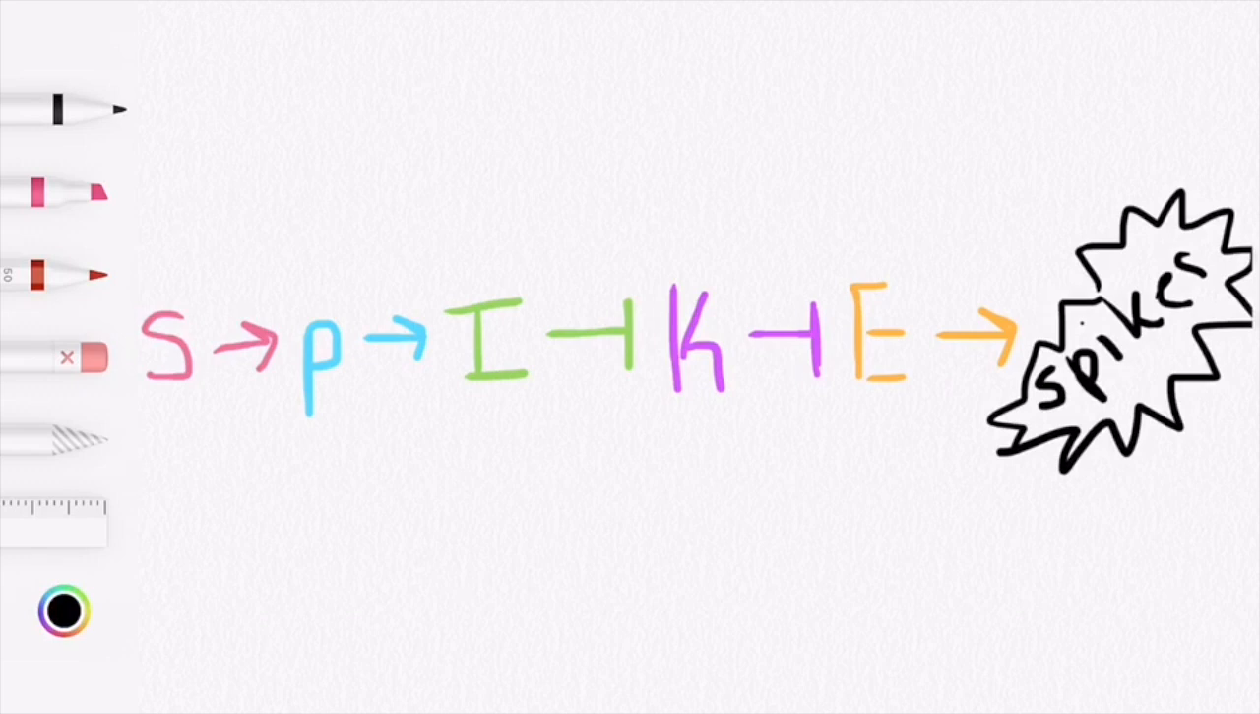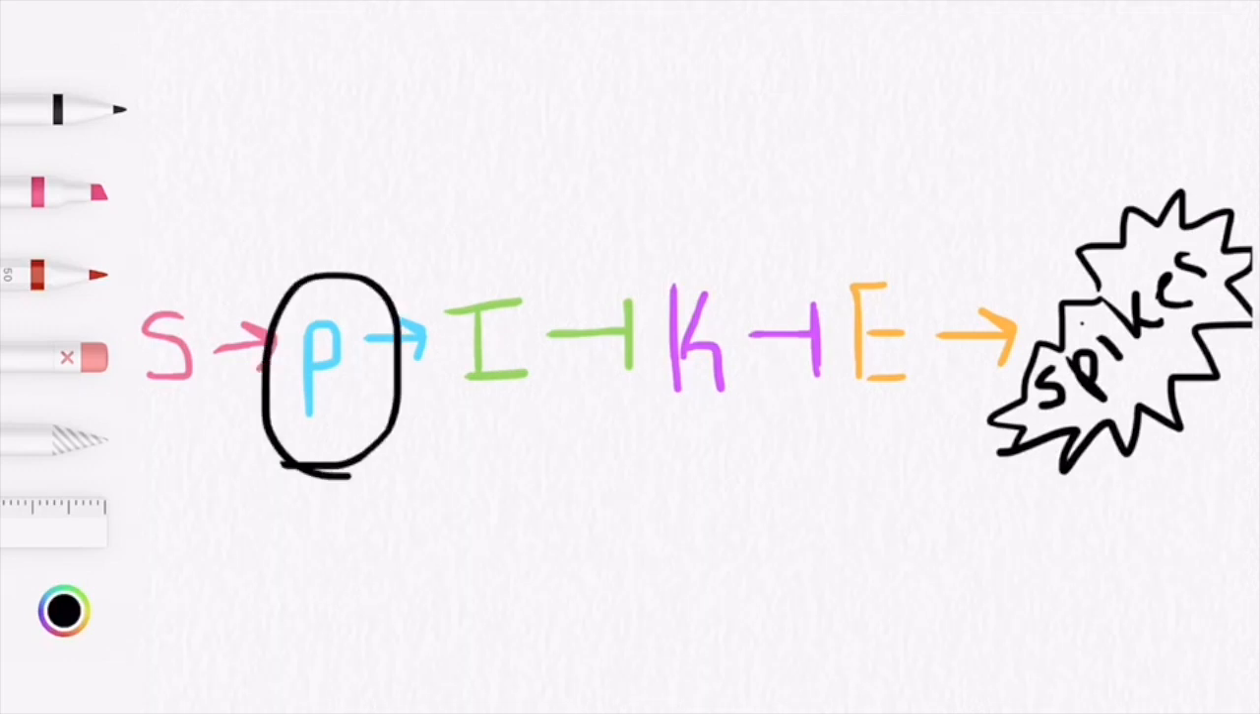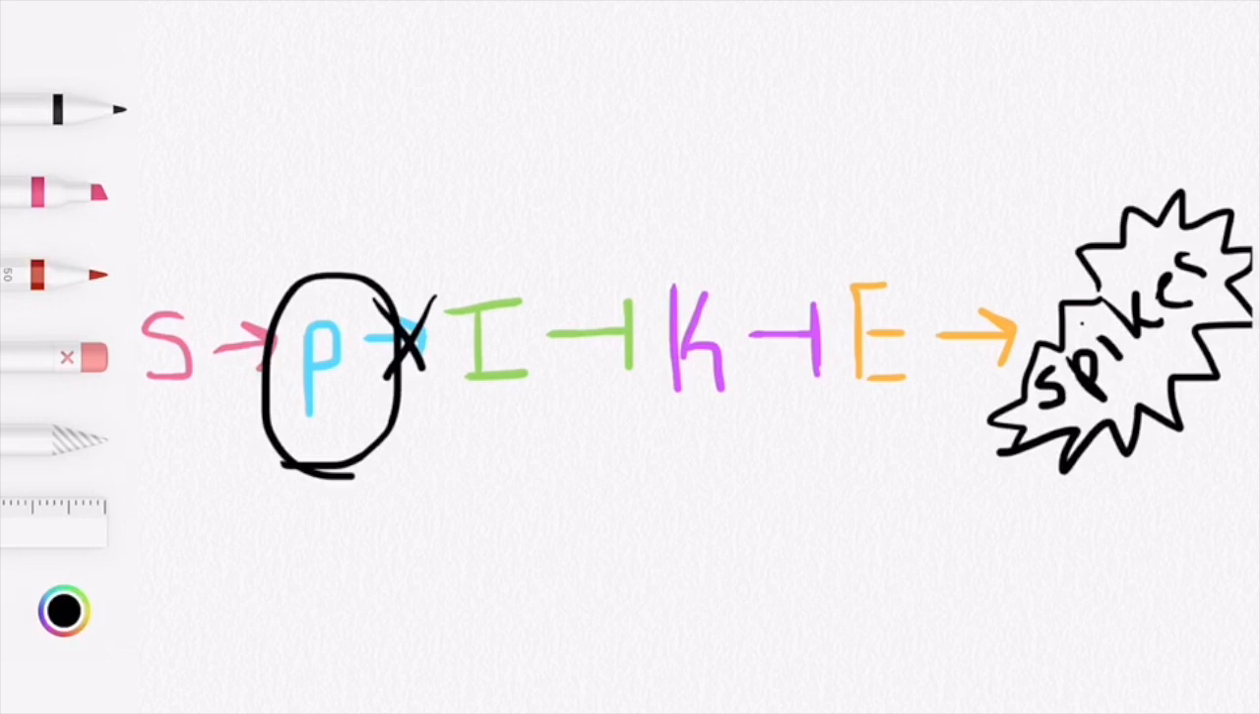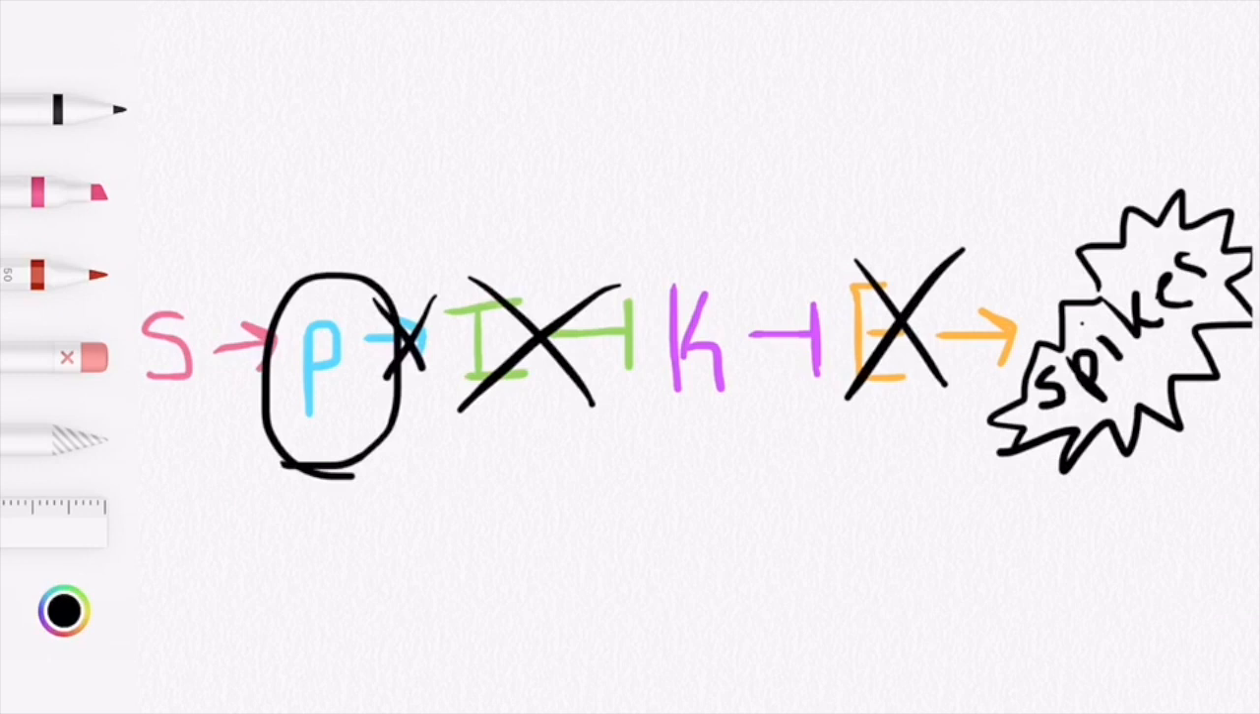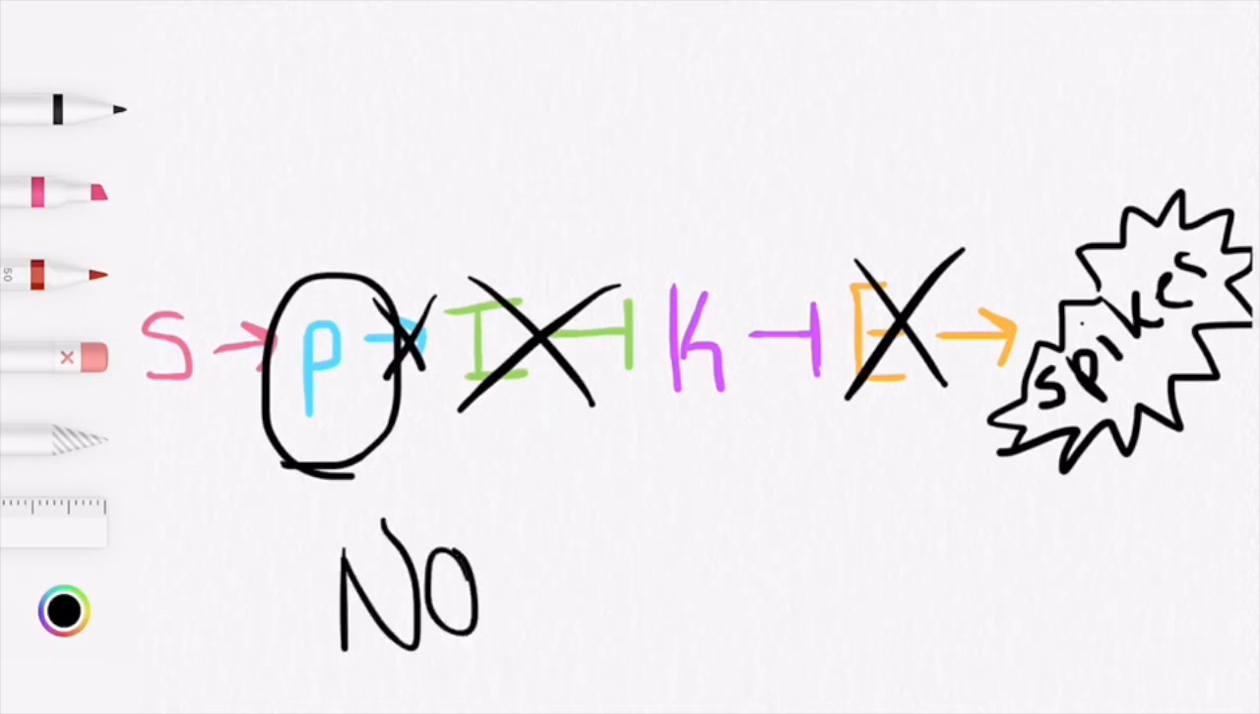All right, so the first example is if the P is mutated. So if this no longer works, it can't activate the I, which means the I cannot block the K. So the K is going to be formed, and it's going to block the E still. So the E can't make the spikes, so no spikes will be formed.